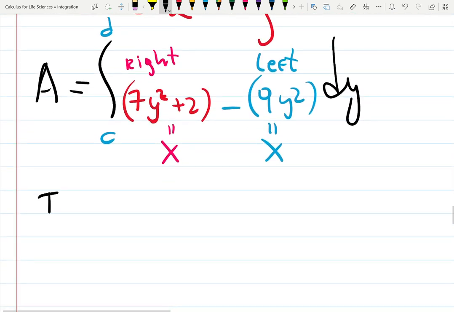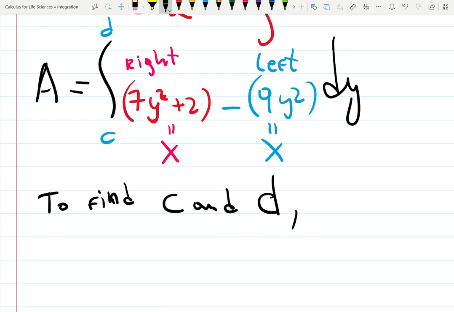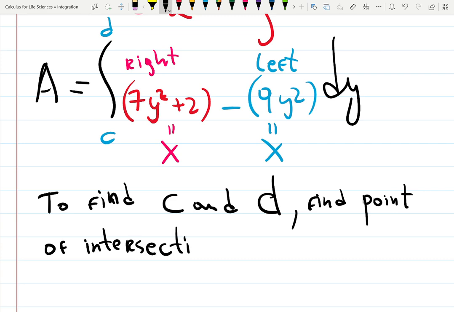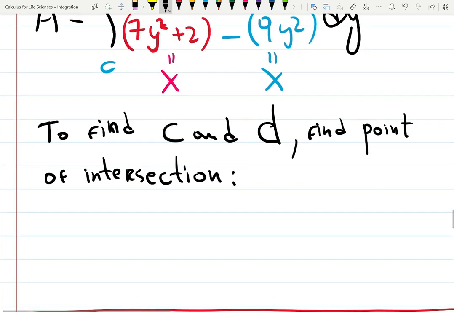So to find points C and D, find points of intersection. Whoever is on the phone right now, I'll be asking you to solve it for me. So be aware. 7y squared plus 2 equals 9y squared.